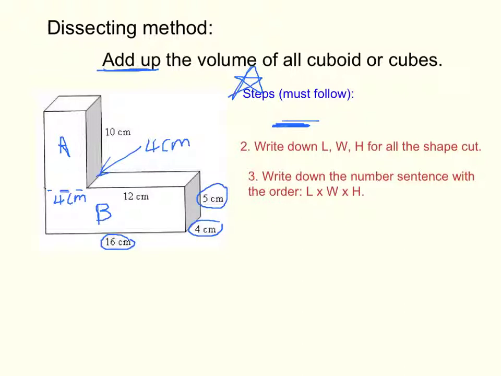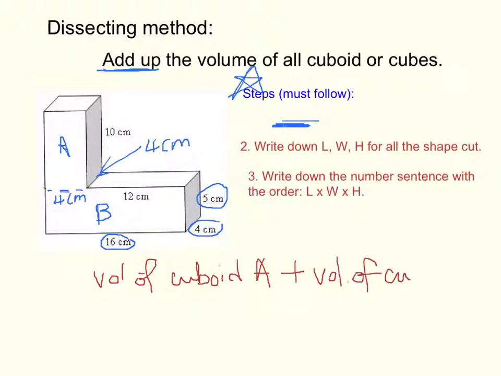So what's the number sentence? We use the dissecting method, so we're going to add up the volume of cuboid A plus the volume of cuboid B. Okay, so it means it is for cuboid A. Okay, you must follow.